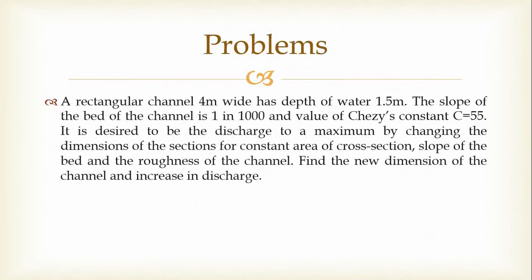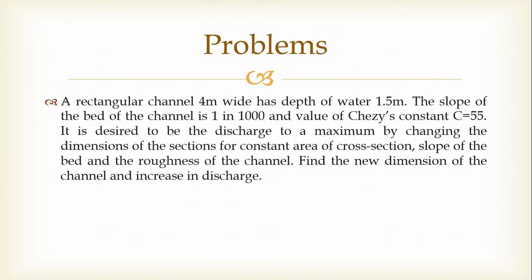This was the problem given in the previous video when we discussed the rectangular channel section. I will just go through this problem quickly. A rectangular channel 4 meter wide has a depth of water 1.5 meters. The slope of the bed of the channel is 1 in 1000 and the value of Chezy's constant is 55. It is desired to make the discharge a maximum by changing the dimensions of the section, for constant area of cross section, slope of the bed and roughness of the channel. Find the new dimensions of the channel and the increase in discharge.